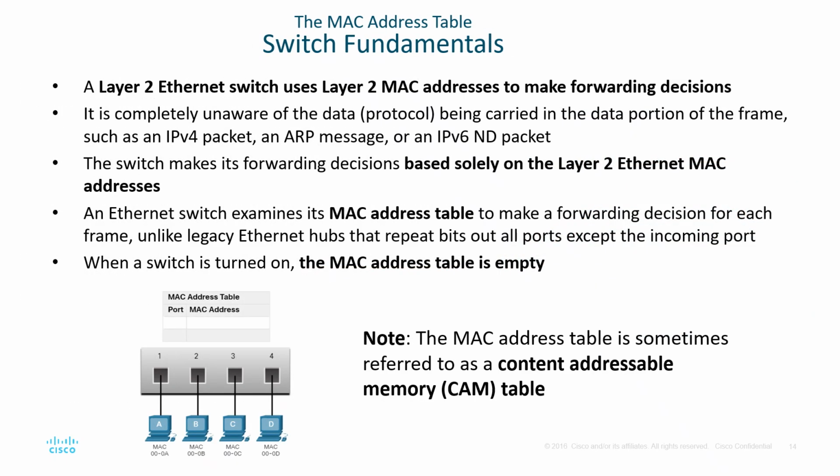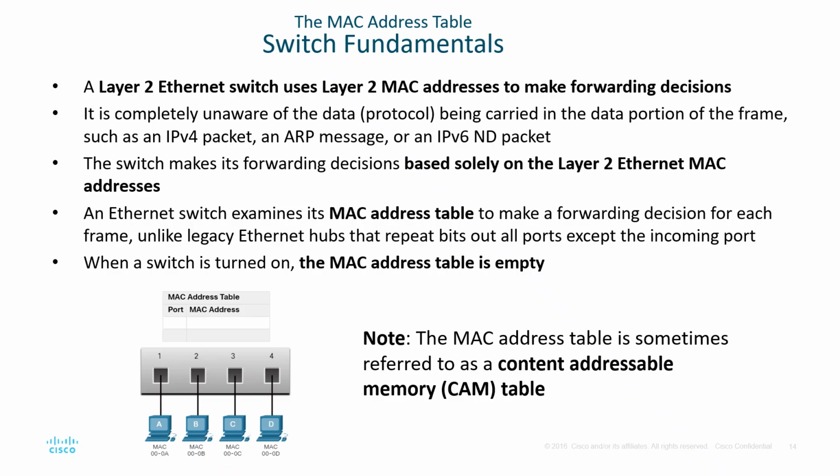A layer 2 Ethernet switch uses layer 2 MAC addresses to make forwarding decisions. It is completely unaware of the data or the protocol being carried in the data portion of the frame, such as whether it's an IPv4 packet, an ARP message, or an IPv6 packet. It does not care. The switch makes its forwarding decision based solely on the layer 2 MAC address.